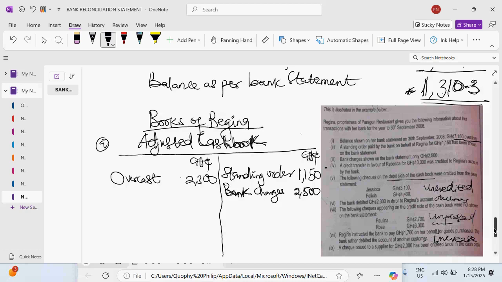To balance the account, what are you getting? This side is 2,300 and this side is what? 3,650. So this side, what did you get? You got 3,650 and this side is 2,300.